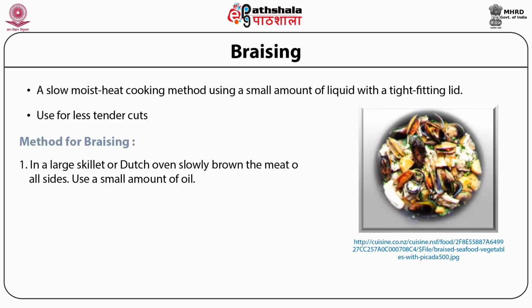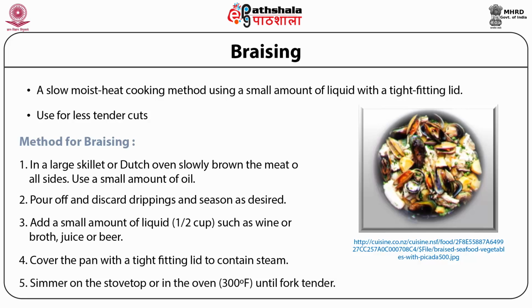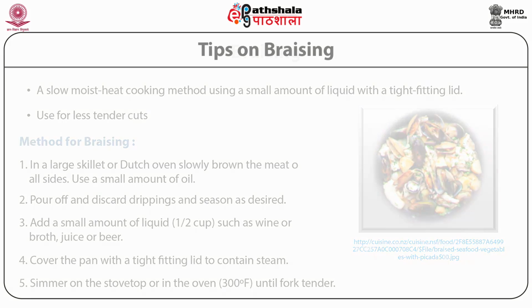Large cuts of meat can be braised with so-called pot roast methods for braising. First, in a large skillet or Dutch oven, slowly brown the meat on all sides. Use a small amount of oil. Second, pour off and discard drippings and season as desired. Then add a small amount of liquid such as wine, broth, juice or beer. Cover the pan with a tight fitting lid to contain steam. Simmer on the stove top or in the oven at 300 degrees Fahrenheit until fork tender.